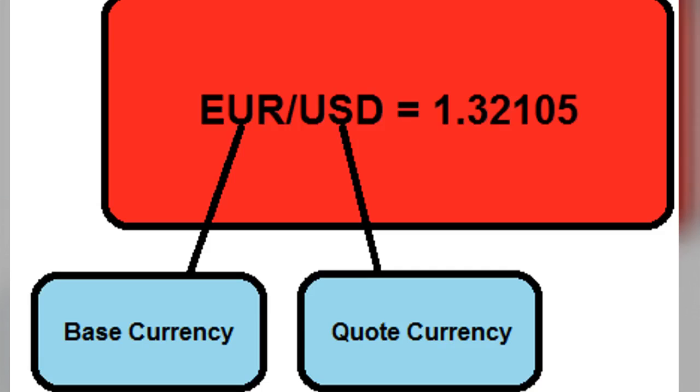If you sell Euro USD, the exchange rate tells you how much of the quote currency you receive for selling 1 unit of the base currency. In other words, in this example, you will receive 1.32105 US dollars if you sell 1 euro.